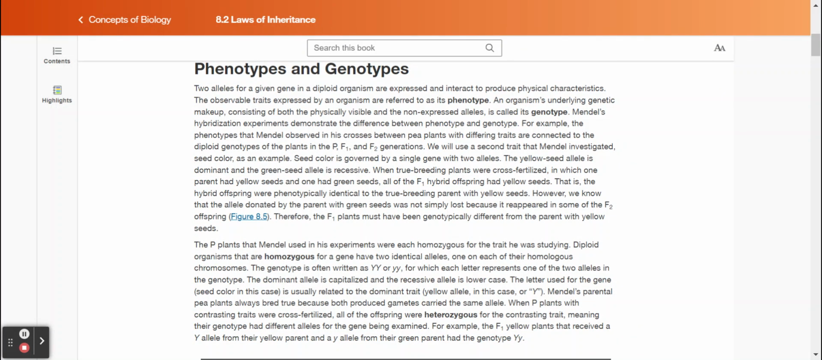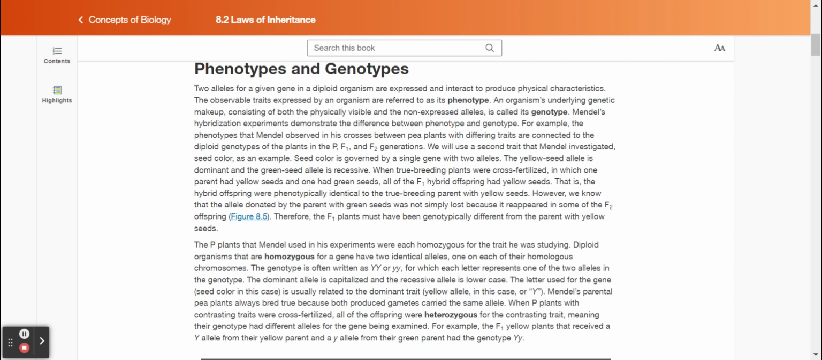Phenotypes and genotypes. 2 alleles for a given gene in a diploid organism are expressed and interact to produce physical characteristics. The observable traits expressed by an organism are referred to as its phenotype. An organism's underlying genetic makeup, consisting of both the physically visible and the non-expressed alleles, is called its genotype. Mendel's hybridization experiments demonstrate the difference between phenotype and genotype. For example, the phenotypes that Mendel observed in his crosses between pea plants with differing traits are connected to the diploid genotypes of the plants in the P, F1, and F2 generations.